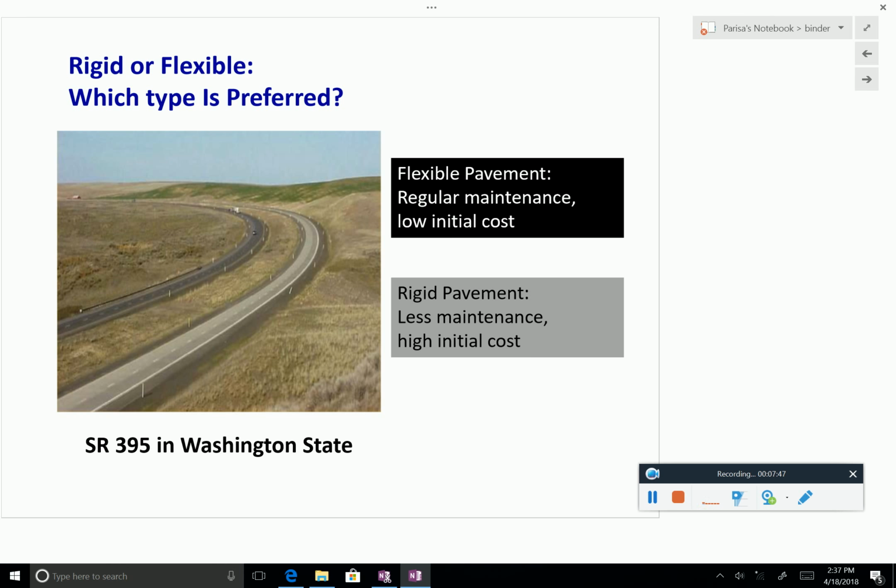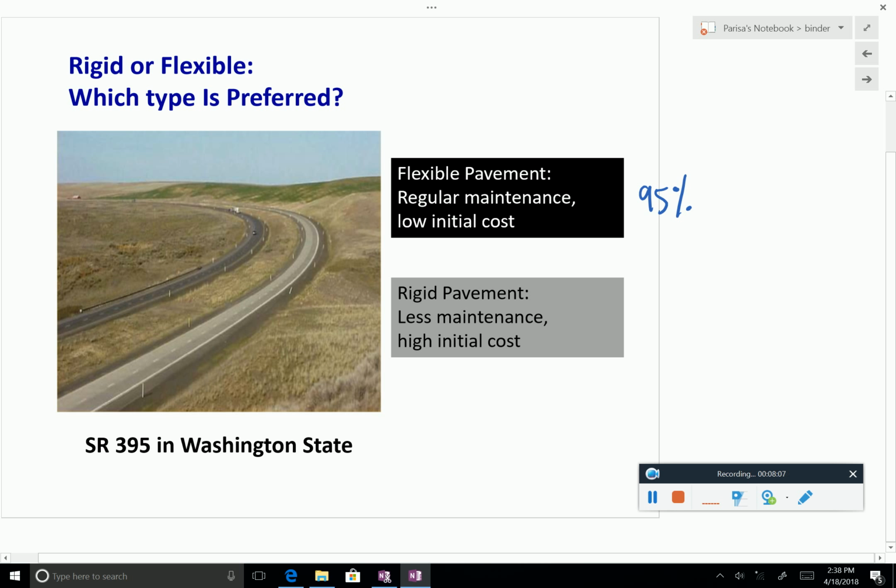asphalt pavements are much cheaper to start with. They may need more maintenance during their life, but they're cheaper. Concrete pavements are much more expensive. And that's why over 95% of the roads are actually flexible pavement covered.